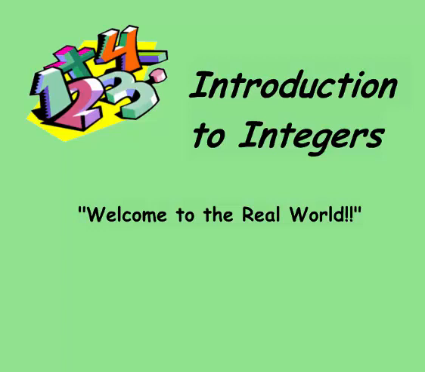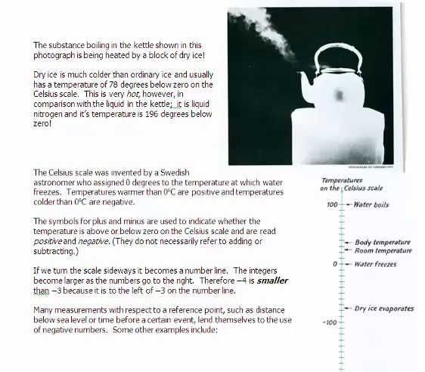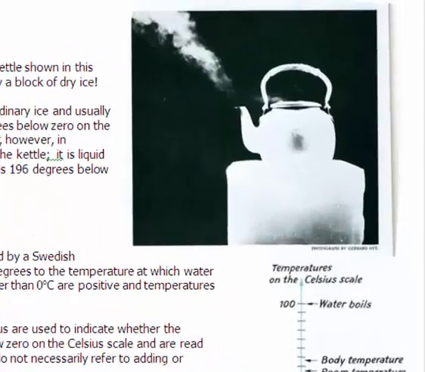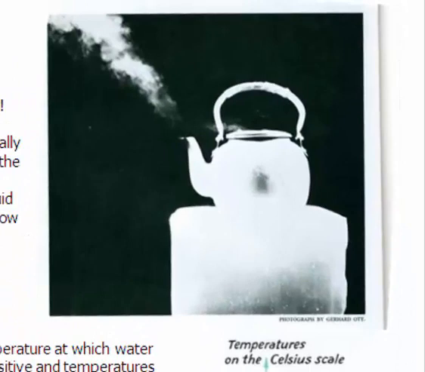We're going to begin our unit on integers and rational numbers. To get started, what I'd like you to do first is to read the first section of your notes. There is a kettle shown in the picture, and that kettle is being heated by a block of dry ice. Well, you say, how could that be? Dry ice is so cold.